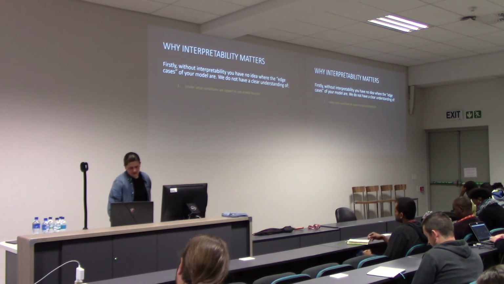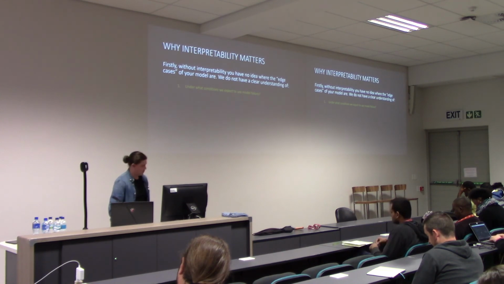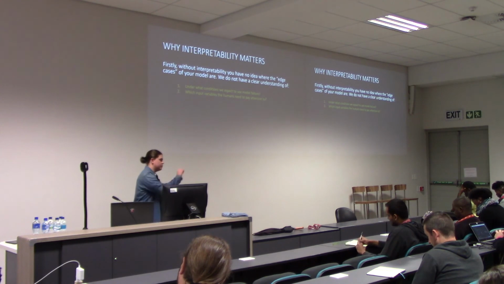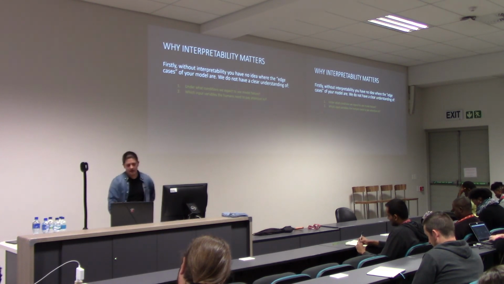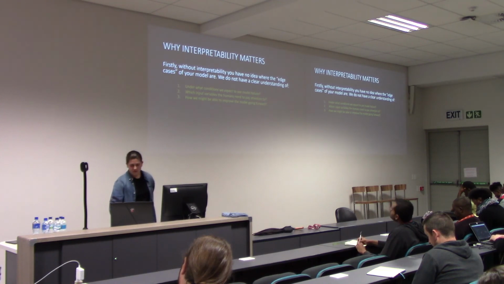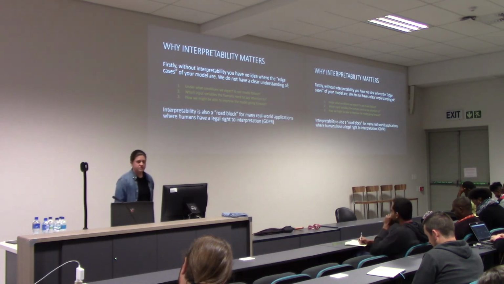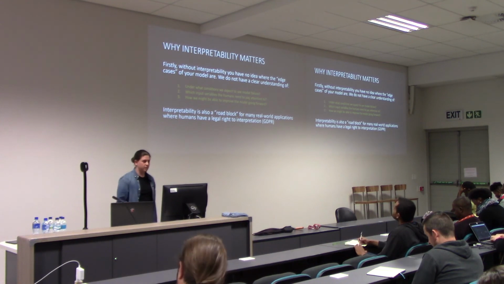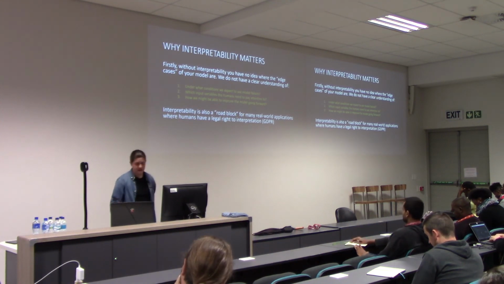So we want to understand what conditions would cause model failure. We want to know what input variables the human being in the loop needs to pay attention to. We also want to know how we might be able to improve the model going forward. And interpretability is also a massive roadblock for many real-world applications where humans have a legal right to interpretation of the decisions made.